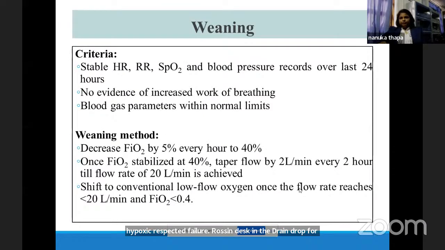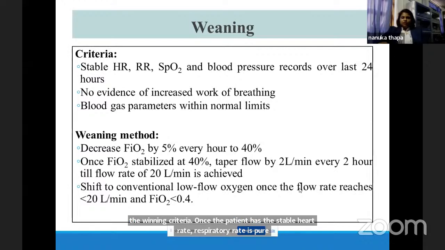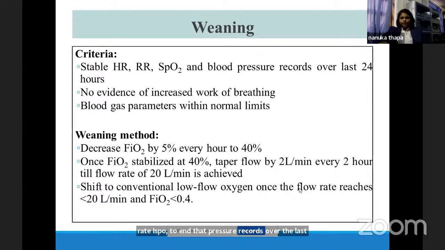Now the weaning criteria. Once the patient has stable heart rate, respiratory rate, SpO2 and blood pressure records over the last 24 hours, there is no evidence of increased work of breathing, and the blood parameters are within normal limits, we go ahead with weaning. How do we do it? First we decrease the FiO2 by 5% every hour till it reaches 40%. Once FiO2 is stabilized at 40%, we taper the flow rate by 2 liters per minute every 2 hours till it reaches 20 liters per minute. Once this is achieved, we shift to a conventional low flow oxygen device, where we can continue with less than 20 liters per minute at FiO2 of 40%.